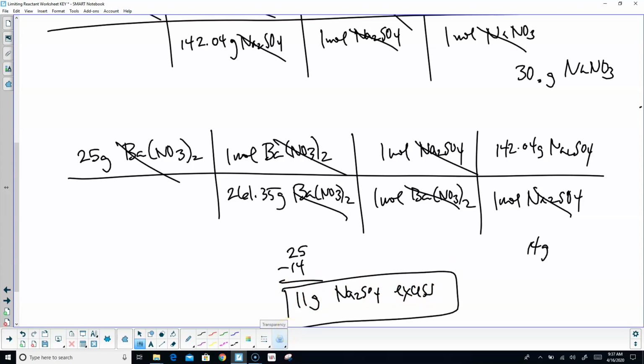And just so you guys know, with these limiting reactant stoichiometry problems, they don't have to be all mass to mass. It can be moles to moles, moles to mass, mass to moles, whatever. I just happen to do 3 examples that were all mass to mass, but they don't have to be. But that's basically the process of how you do it.